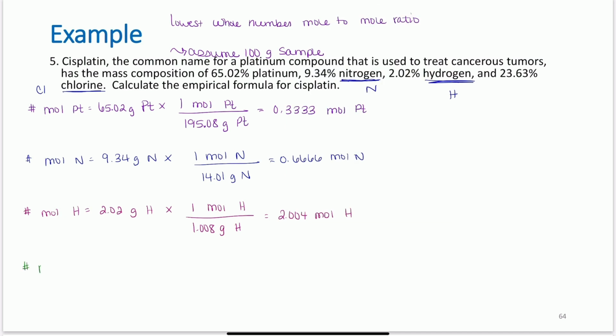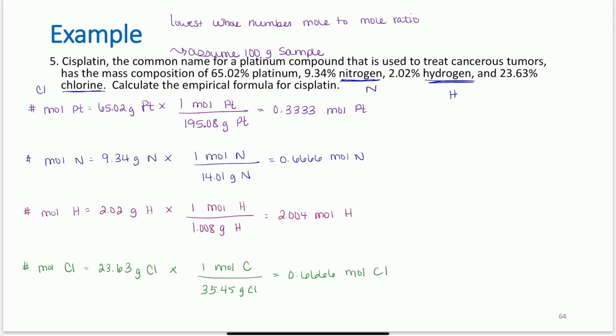And last but not least, number of moles of chlorine. 23.63% is 23.63 grams. 1 mole of chlorine weighs 35.45 grams. This gives me 0.6666 moles of chlorine.